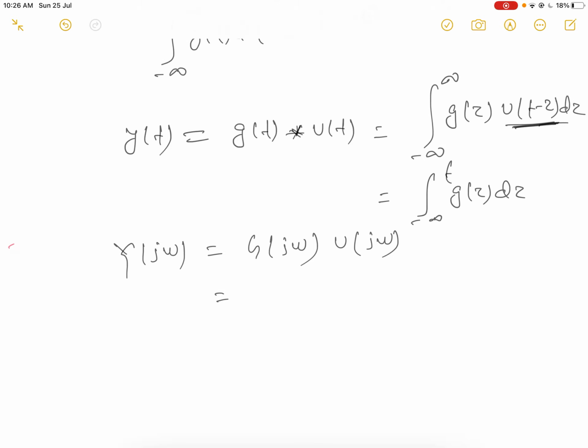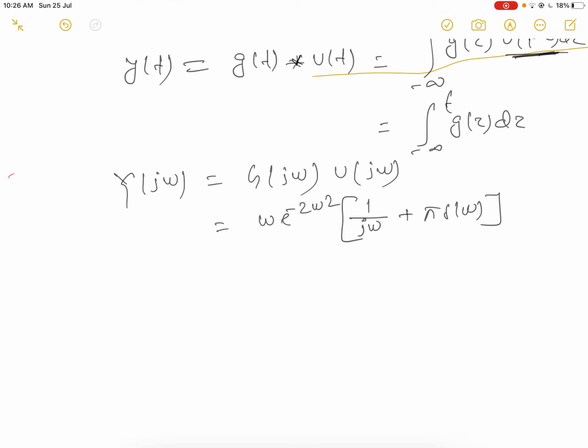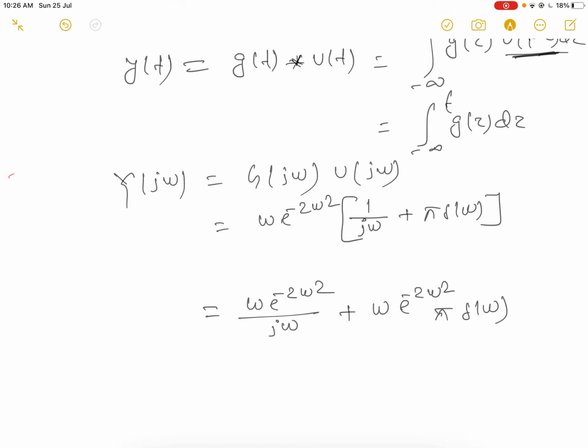Then G(j omega) is given as e to the power minus omega square, and U(j omega) means the Fourier transform of the unit step. Already I told you, 1 upon j omega plus pi delta(omega). Okay, now multiply it. Then G(omega) e to the power minus 2 omega square upon j omega plus G(omega) e to the power minus 2 omega square pi delta(omega).